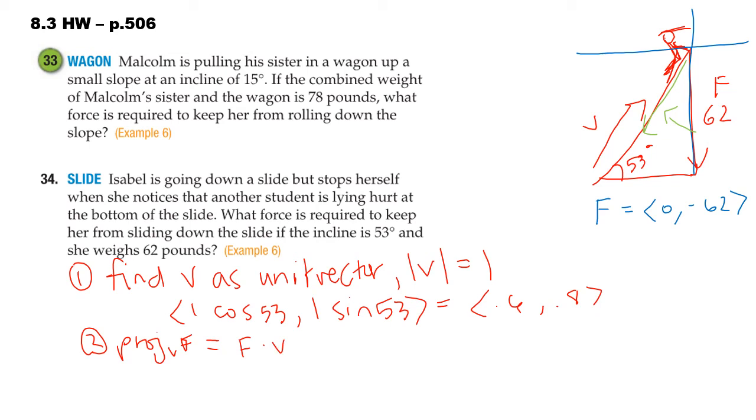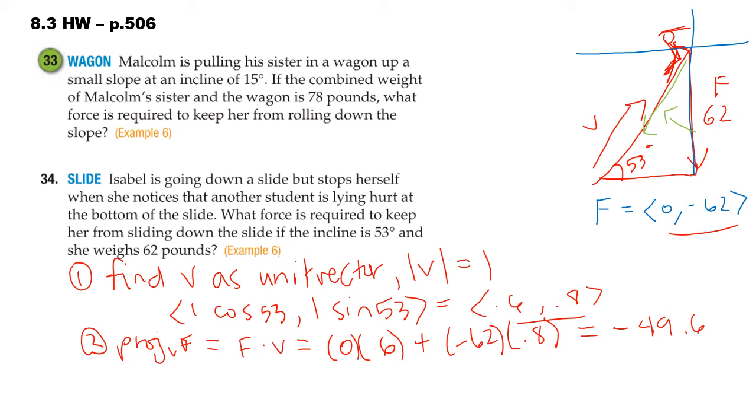And so that's going to be with these two vectors, 0 times 0.6 plus negative 62 times 0.8. And that comes out to be negative 49.6. And that is going in the wrong direction. We want the V vector to be going up, so we're going to make it positive. And since we would just be dividing by the unit vector magnitude of 1, it stays the same number, and we don't have to multiply it by V because it is V. So this is our answer. Basically, we just had to find the dot product portion of the projection, and that gives the force. That's the force holding her up.